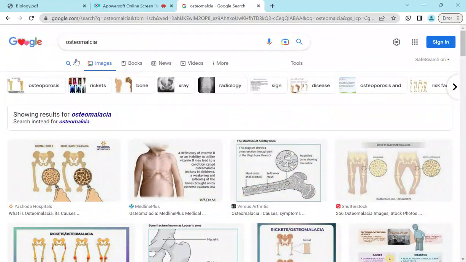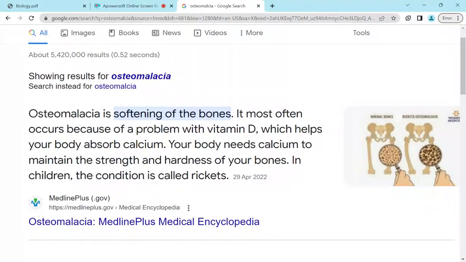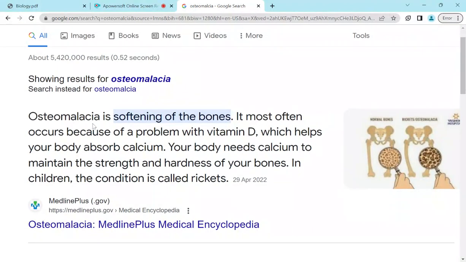Have they said anything about it? Osteomalacia is softening of the bones. It most often occurs because of a problem with vitamin D, which helps your body absorb calcium. Your body needs calcium to maintain the strength and hardness of your bones. In children, this condition is called rickets.